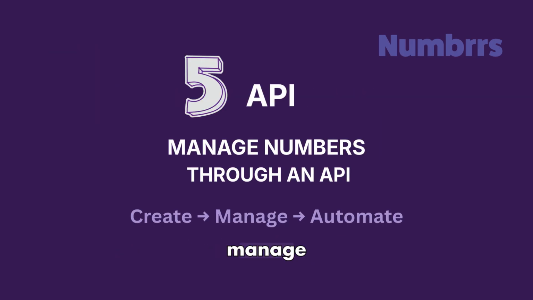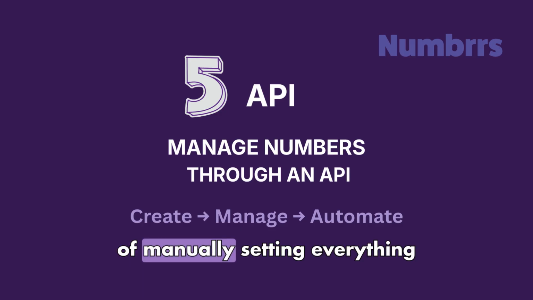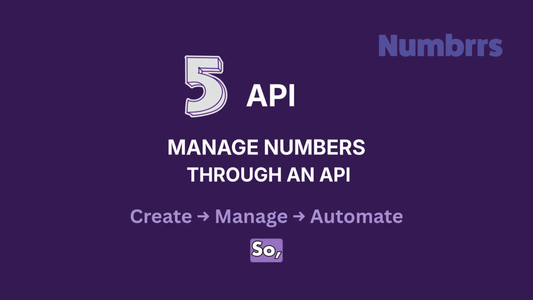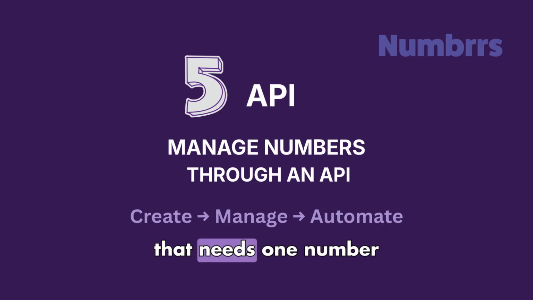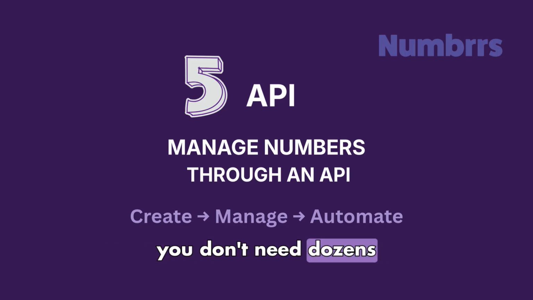And number 5, manage numbers programmatically. Instead of manually setting everything up on individual phones, numbers can be managed through an API. So, if you're building something that needs one number today and potentially dozens later, you don't need dozens of phones sitting on a desk.